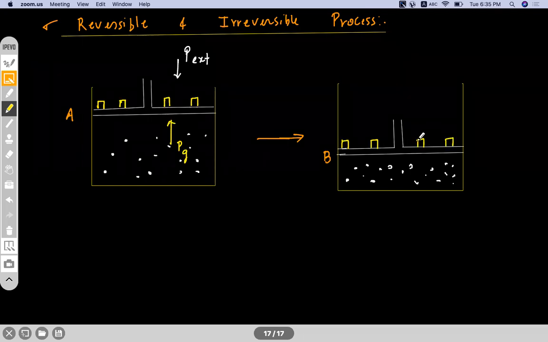So what happens in this? Compression takes place, but slowly, step by step, isn't it? One stone you put down, slowly it will go down. Again, the second one, further it will go down. Third one, it will go down. Fourth one, it will go down. And finally, it attains the state B. Till here, it is fine.